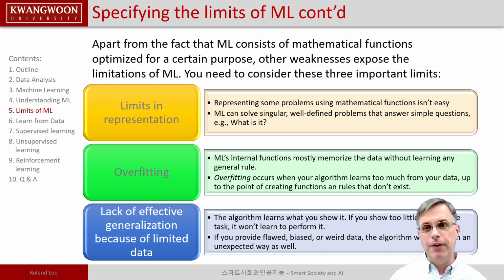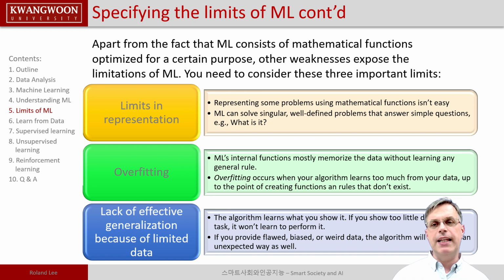So the next problem is overfitting. Machine learning algorithms can seem to learn what you care about, but they often actually don't. Frequently, their internal functions mostly memorize the data without learning any general rule. Overfitting occurs when your algorithm learns too much from your data, up to the point of creating functions and then rules that don't exist.